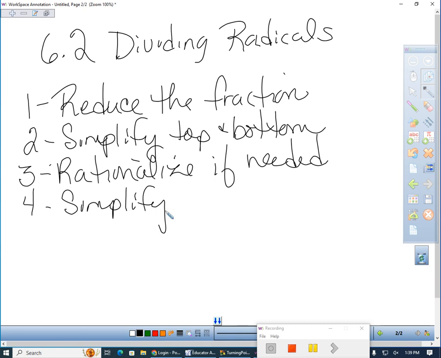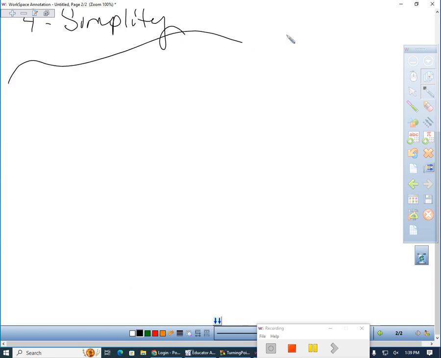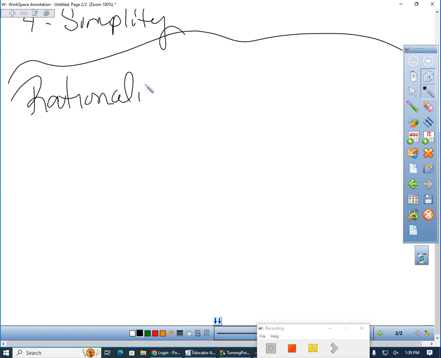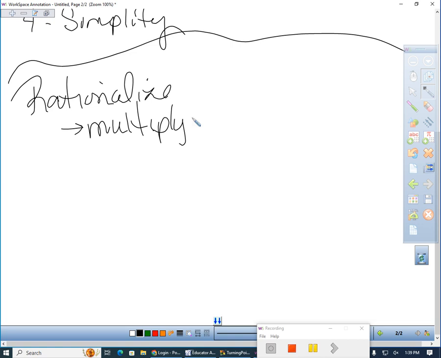All right, so here's the thing. Before we actually get into all those other steps, I need to talk about the rationalizing part. Because you guys have rationalized square roots before, but you've never rationalized something bigger than that. Okay, so let's talk about rationalizing. When we rationalize, we are multiplying by the missing factors.